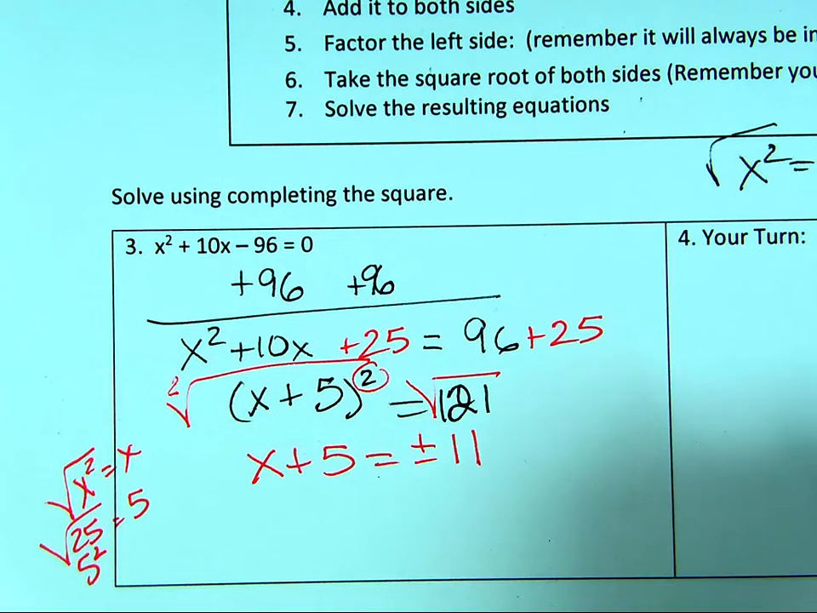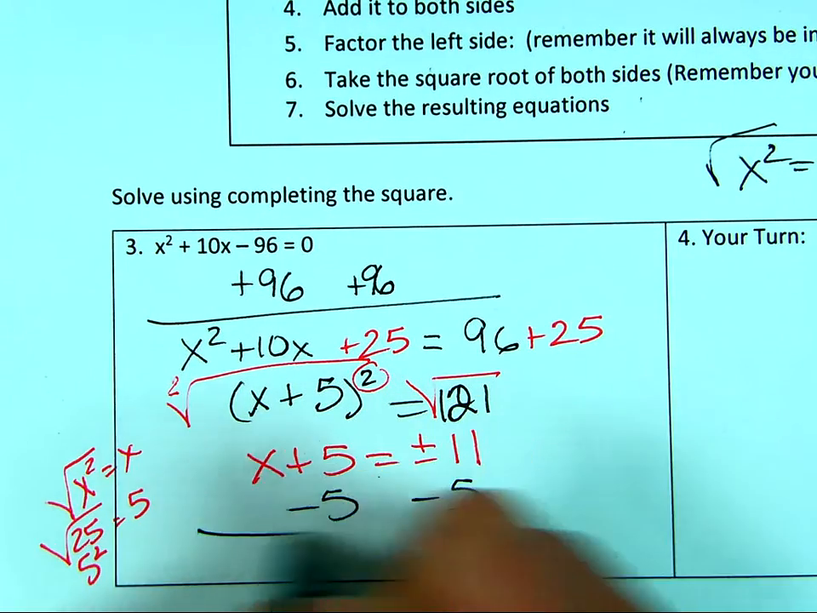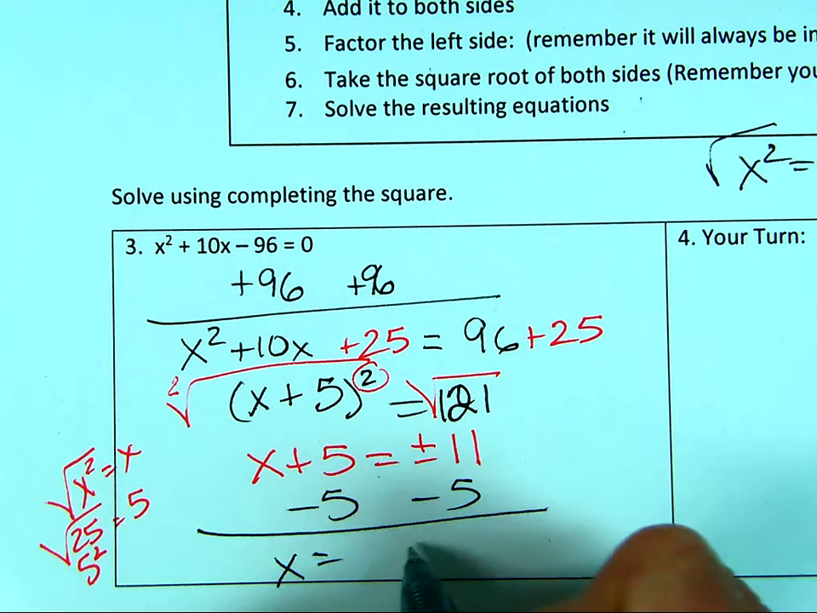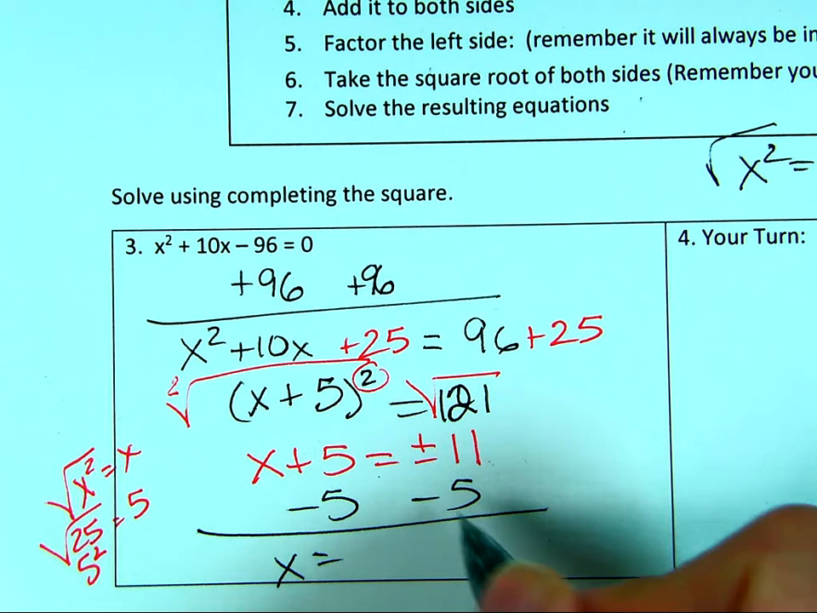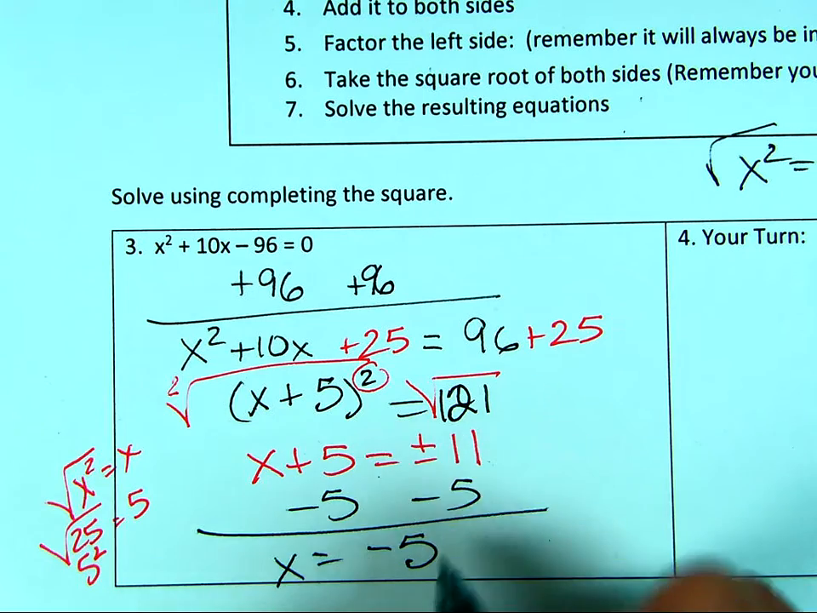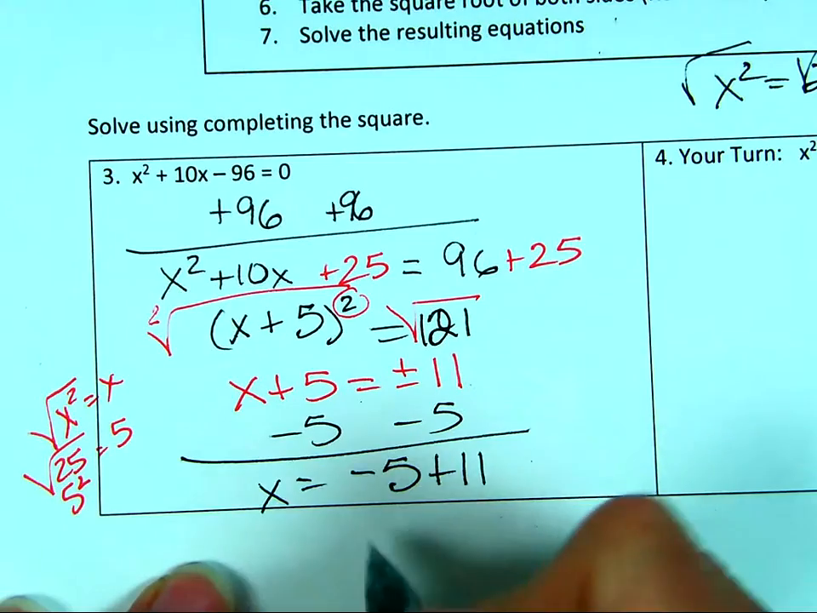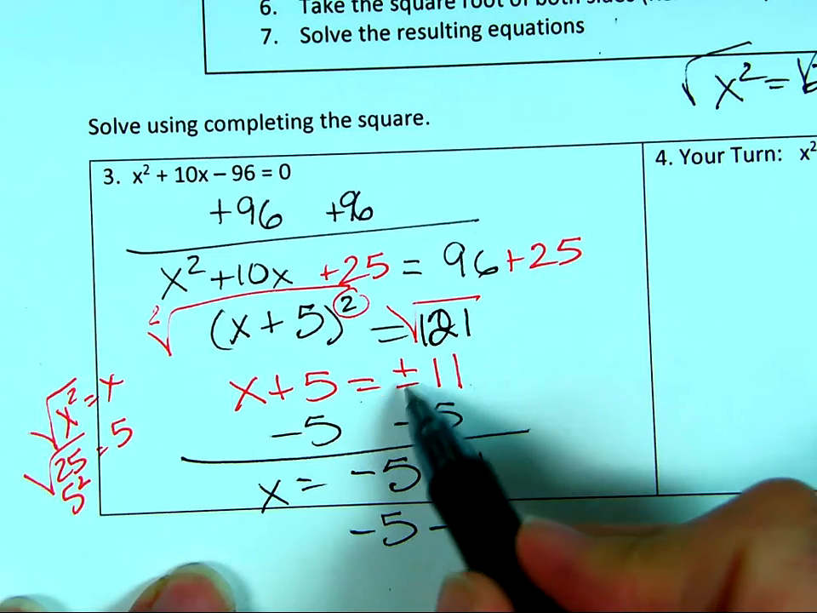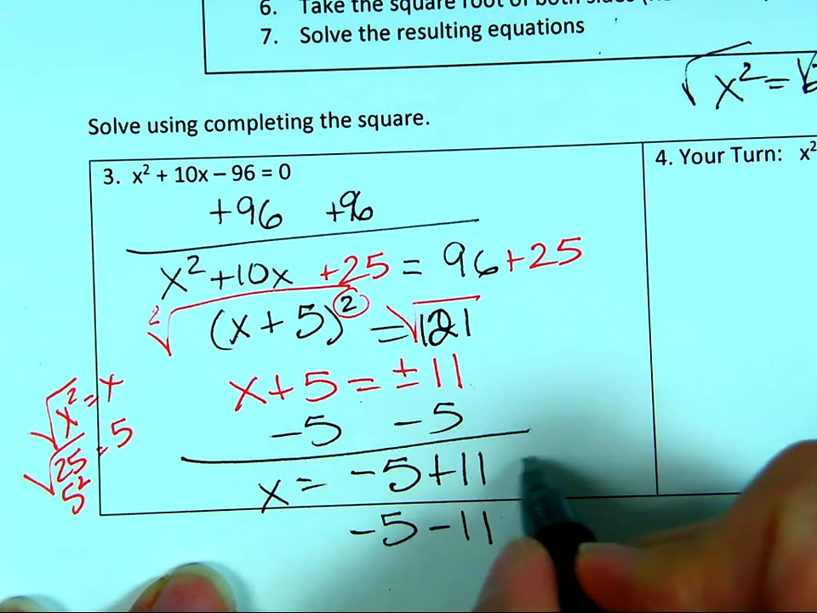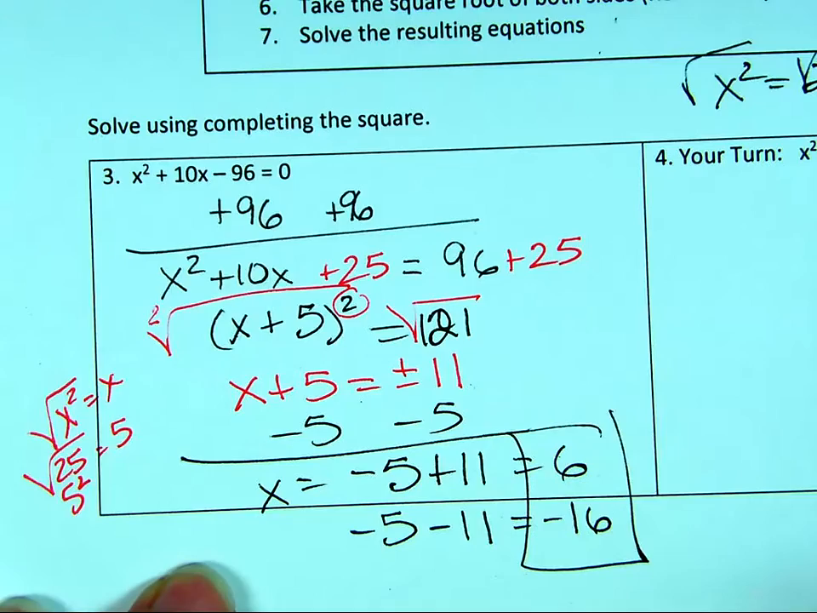And so now our last step is to solve. So that means I need to get x alone. So I'm going to subtract 5. So I like to write it with the number first and not the plus or minus. But it doesn't really matter. If you understand the plus or minus, you're good. So plus or minus means that one time I add 11 to the negative 5, and the other time I subtract 11. So I have 2 answers there. So negative 5 plus 11 is 6, and negative 5 minus 11 is negative 16. So these are my x values that make this equation true. They're also my x-intercepts, if you remember how we did that when we graphed it.